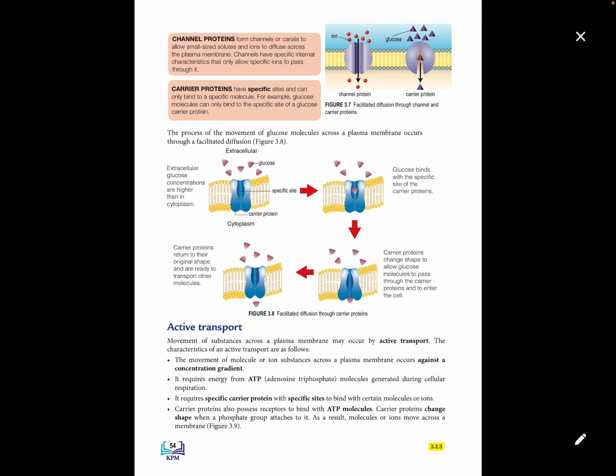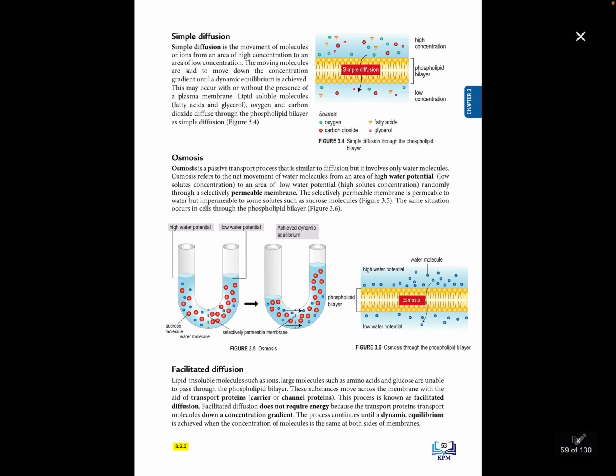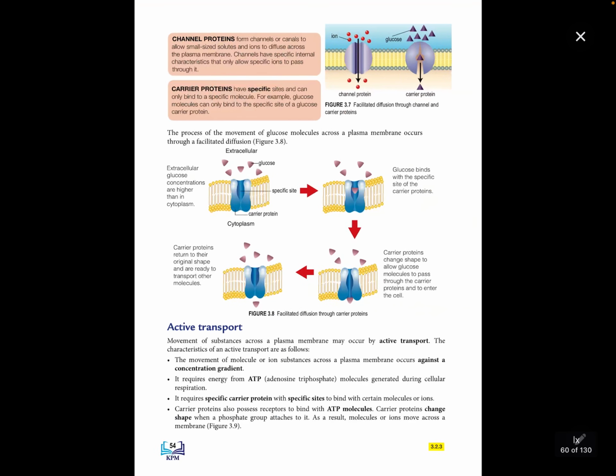Active transport requires energy. That's the main thing about it, and the energy is from ATP. And remember, ATP comes from the mitochondria. Again, it moves from low to high because it is the opposite direction. It has to go against the flow, so it is low to high, and it requires carrier proteins. Passive transport doesn't need proteins, or if it's facilitated, it requires channel or carrier proteins. But active transport uses only carrier proteins.